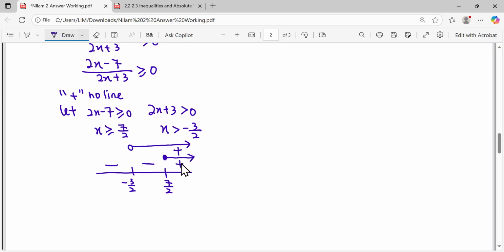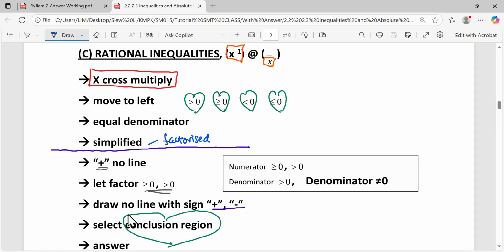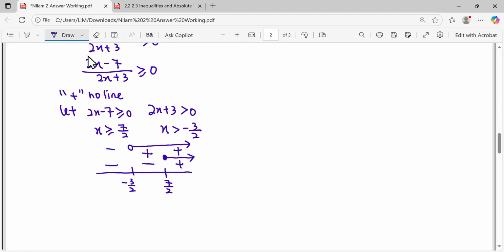So this region got line. Between these two numbers, this region got line, positive. So this region doesn't have line, negative. So we conclude out. Lastly, we need to conclude out the region. Conclude out means we multiply: negative, negative become positive. Positive, negative become negative. Positive, positive become positive.